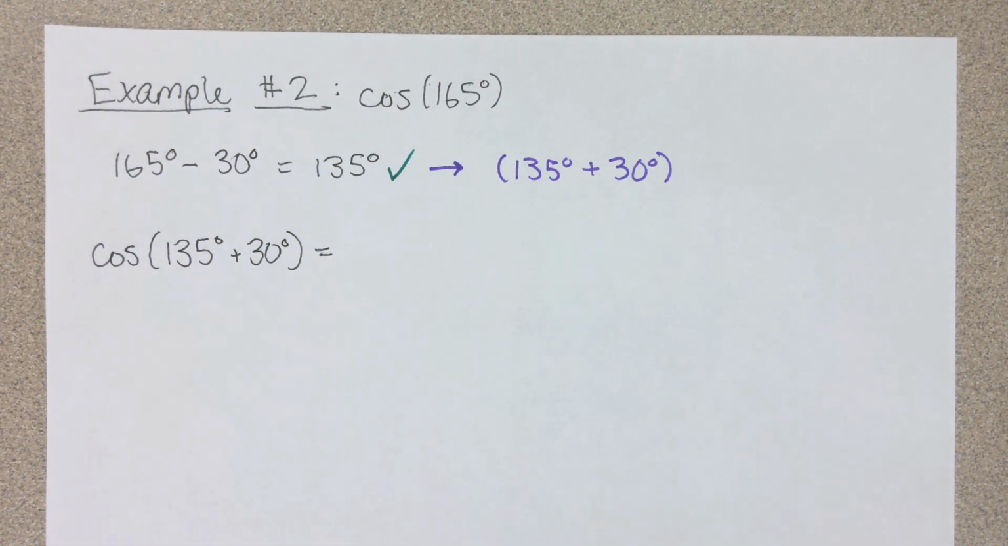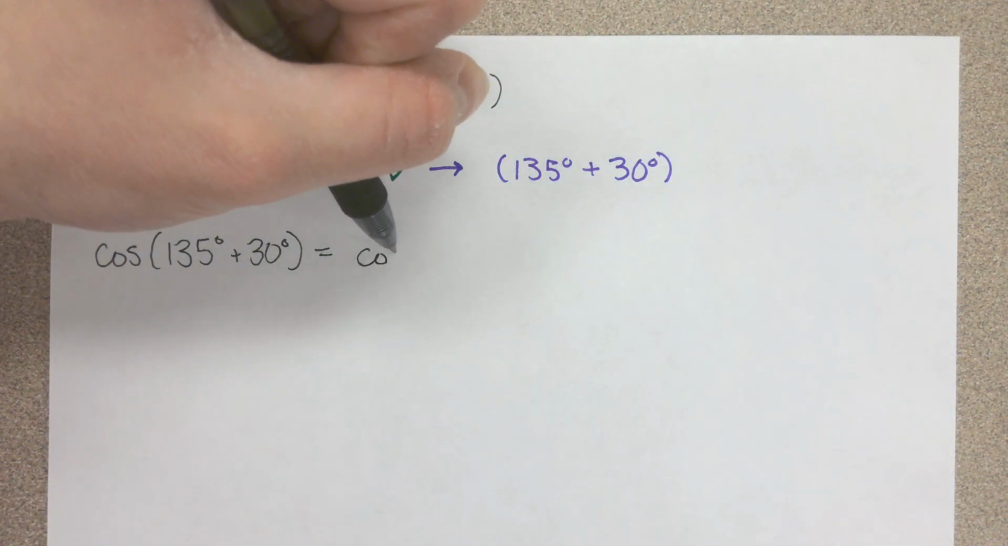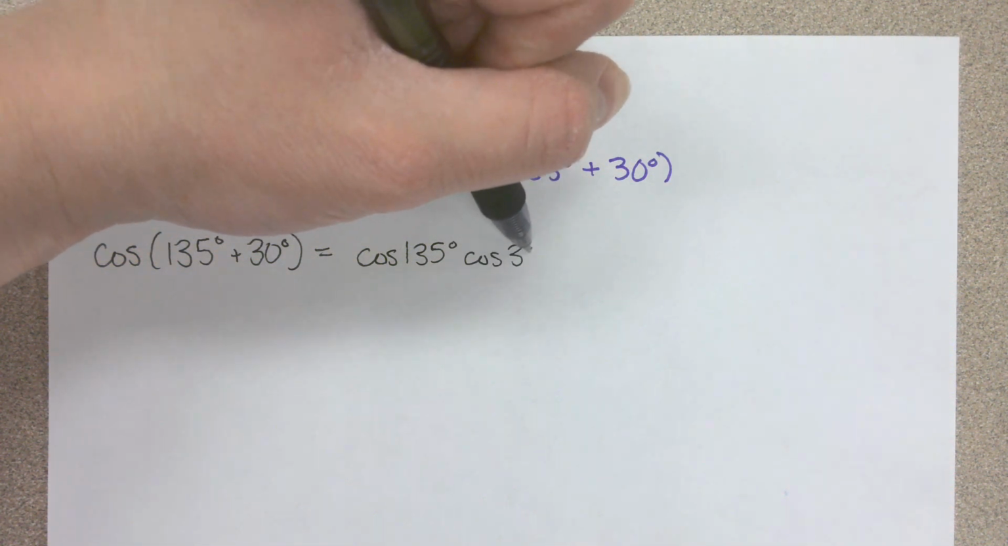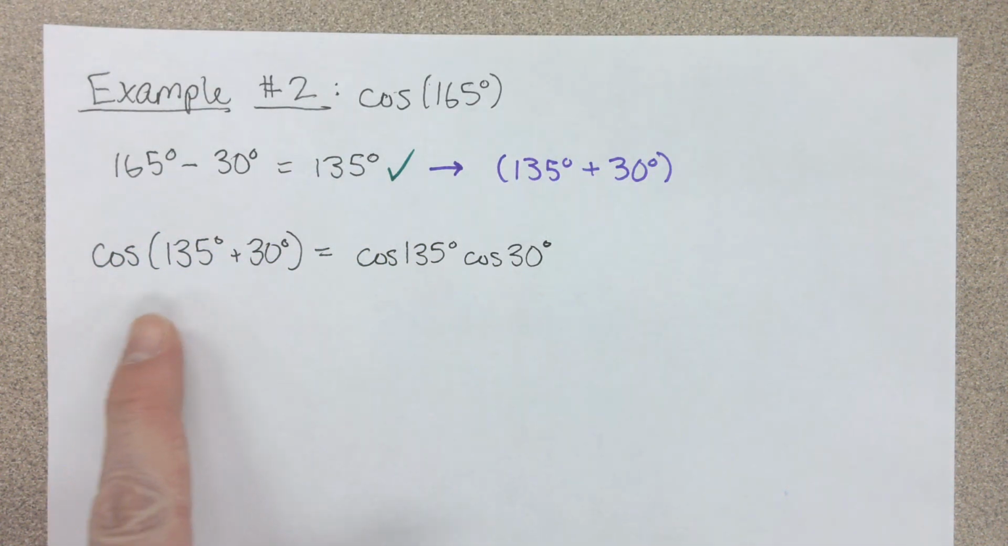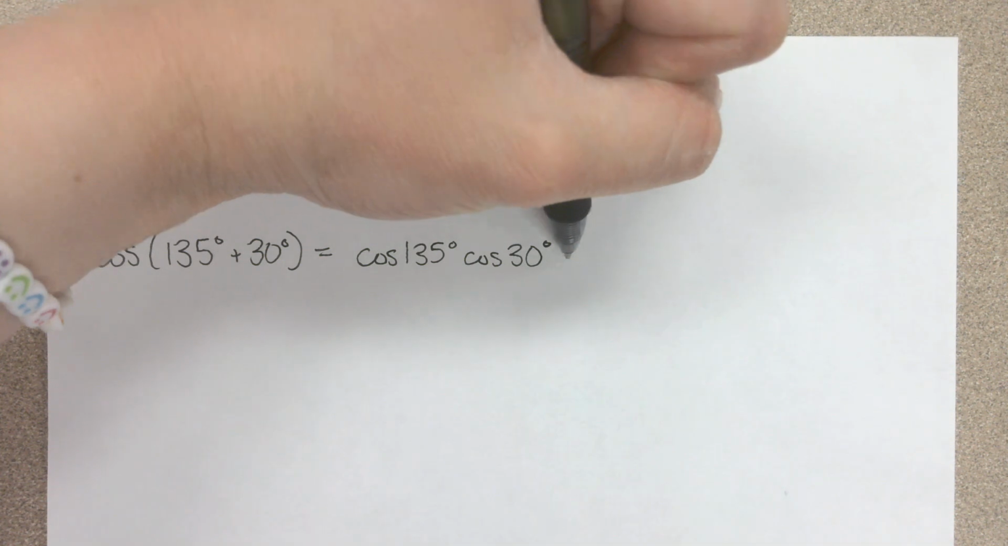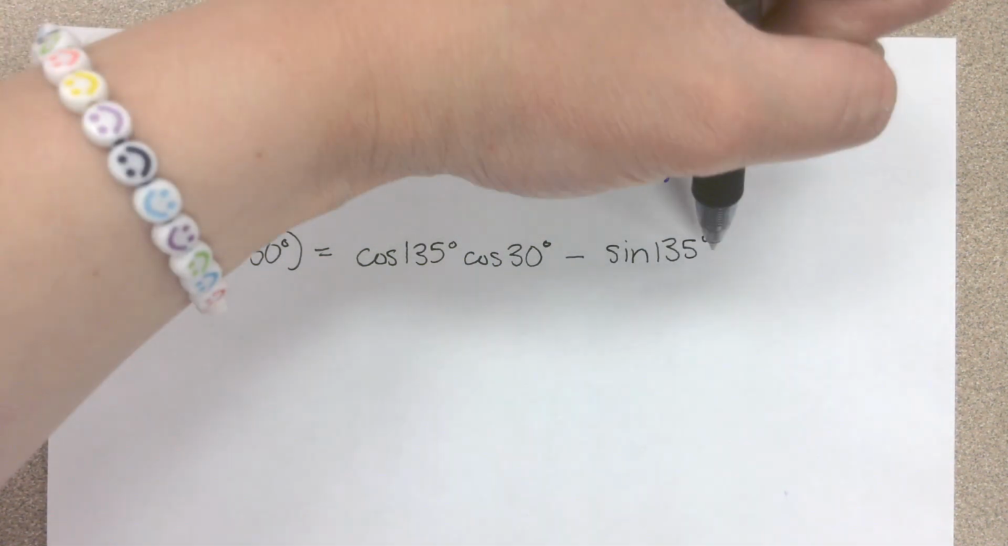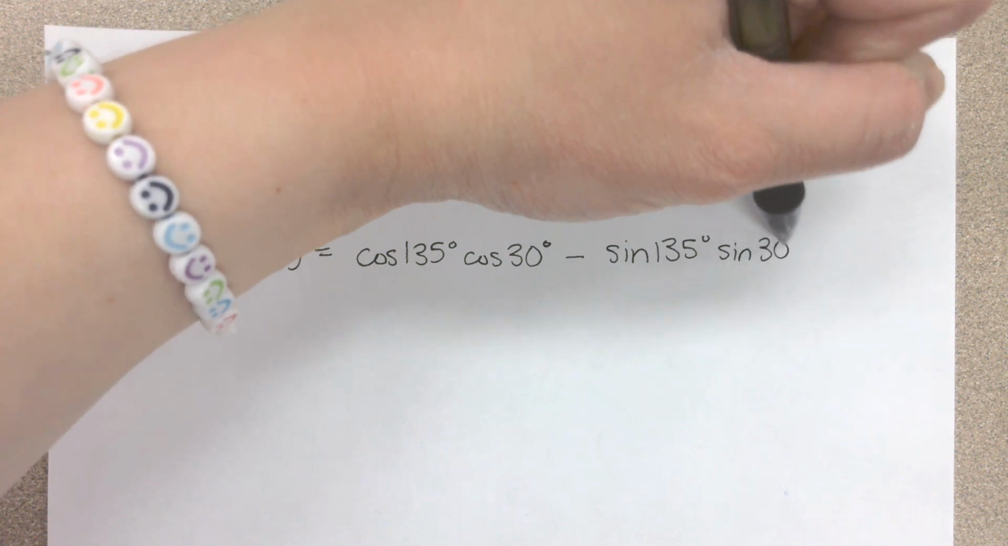Cosine of 135 plus 30. That's cosine of 135, cosine of 30. Cosine does the opposite, so it's not plus, it's minus sine of 135, sine of 30.